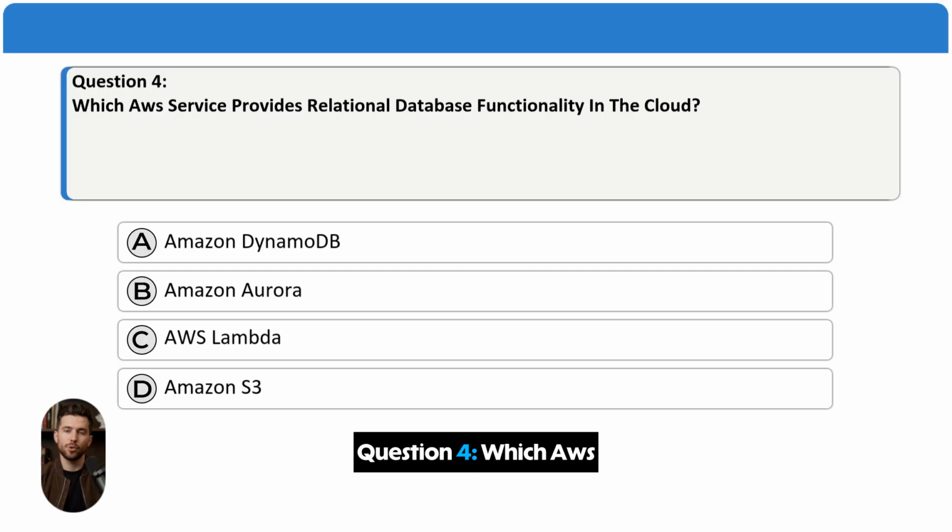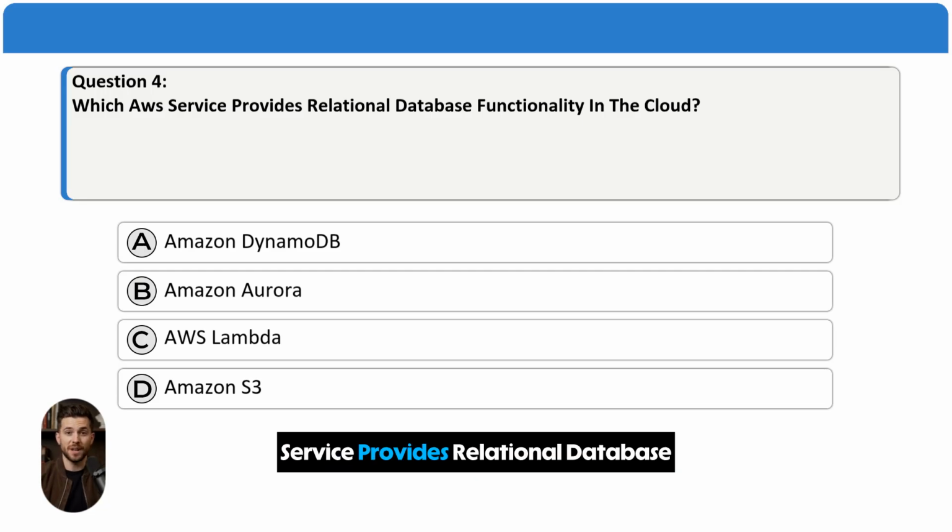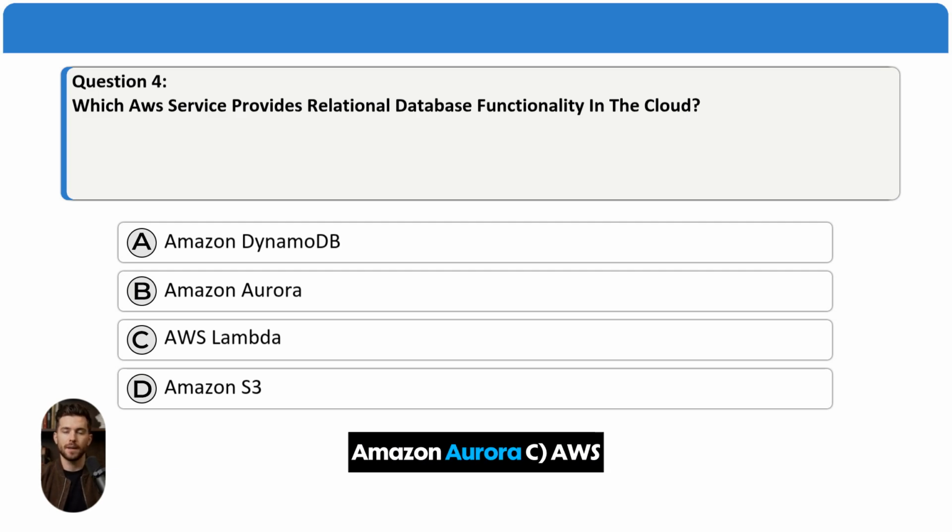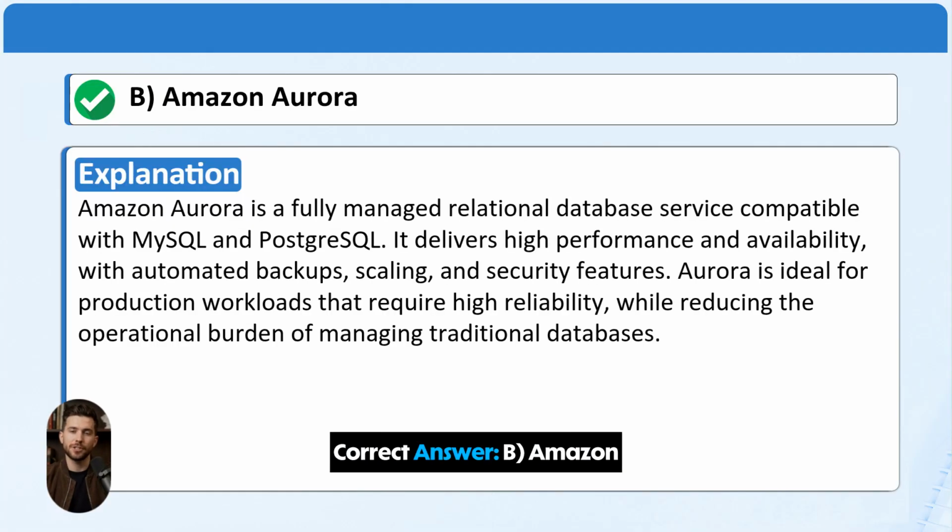Question 4. Which AWS service provides relational database functionality in the cloud? A. Amazon DynamoDB. B. Amazon Aurora. C. AWS Lambda. D. Amazon S3. Correct answer, B. Amazon Aurora.